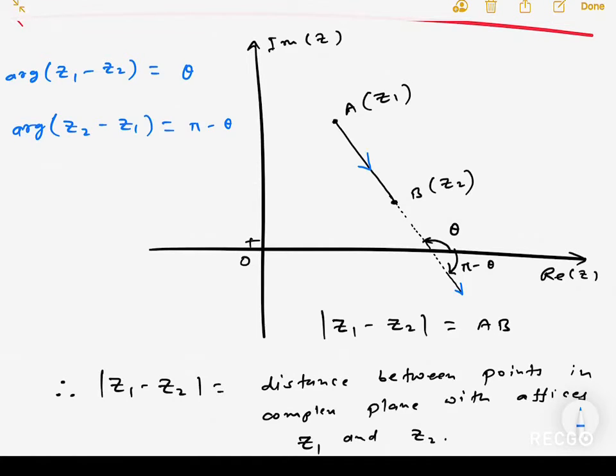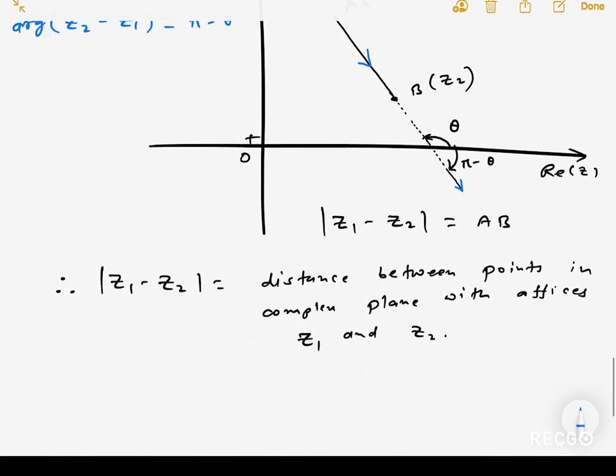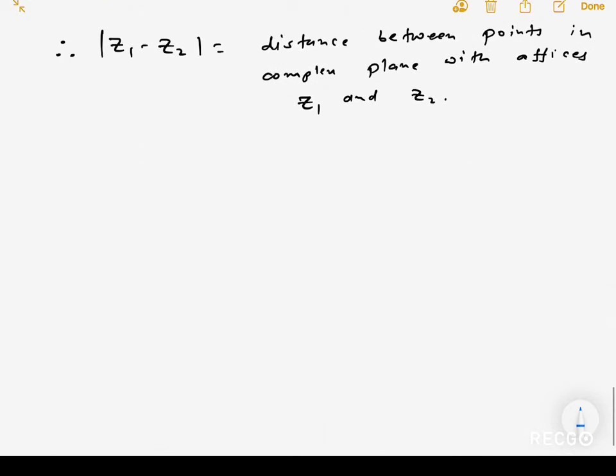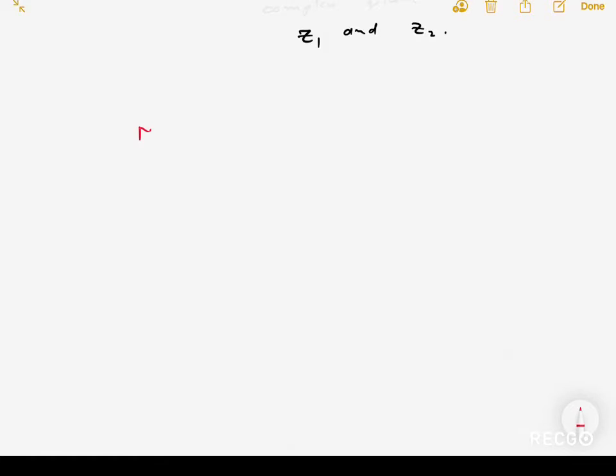Whatever I have written here is not conceptually correct. It should be minus of pi minus theta, because the magnitude of the angle is pi minus theta and it is in the clockwise direction, and therefore the argument of z2 minus z1 should be equal to negative of pi minus theta, that is theta minus pi. Now if you add the magnitudes, theta plus pi minus theta is equal to pi, that is okay. But if you see the direction also, then the argument of z2 minus z1 shall be equal to negative of pi minus theta.